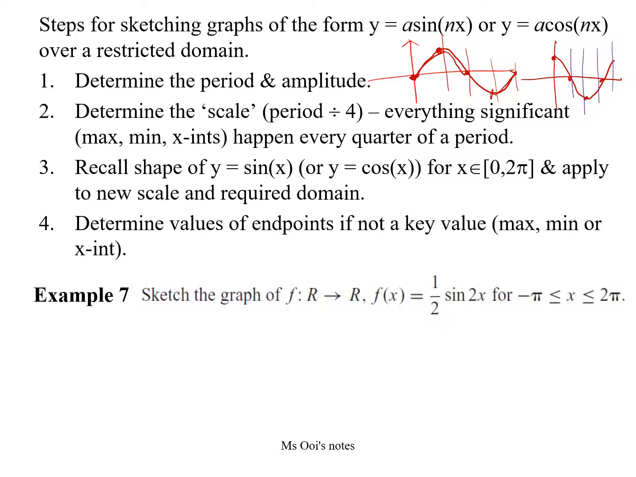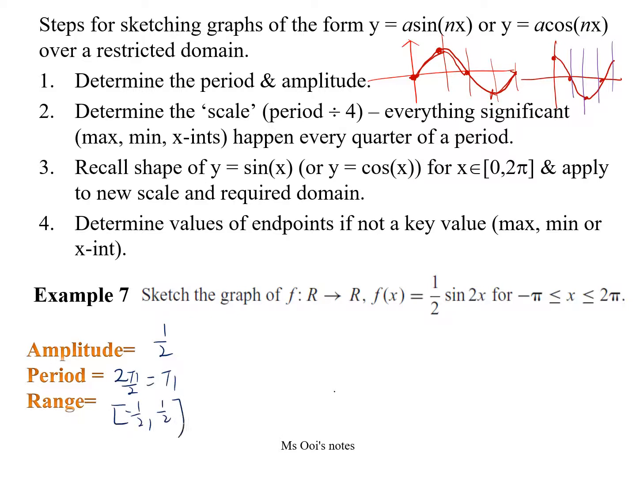So let's start with the very first example. Firstly, write down the amplitude, which is 2 pi divided by 2, which is pi. Hang on, what am I doing? I'm writing the period instead of the amplitude. The amplitude is just half. The period is pi, which is 2 pi divided by 2. And the range is -half to half.